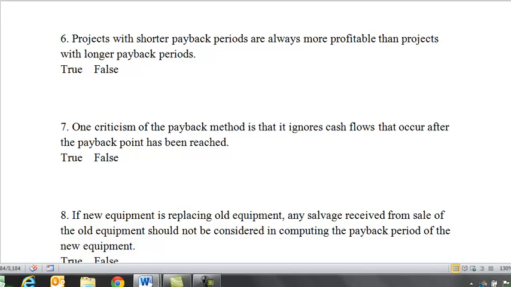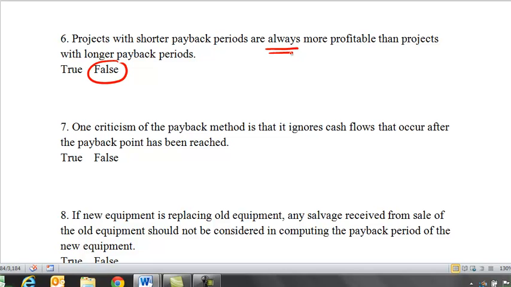Number 6. Projects with shorter payback periods are always more profitable than projects with longer payback periods. And this is false, and that's because of the word always. The majority of times it will be true, because the shorter payback period is going to allow us to reduce risk of equipment becoming obsolete or economic changes, as well as free up our money quicker. But that does not always mean it's going to be that way, because the cash flow that we're getting may not be big enough to make it worthwhile to choose the one with a shorter payback period.